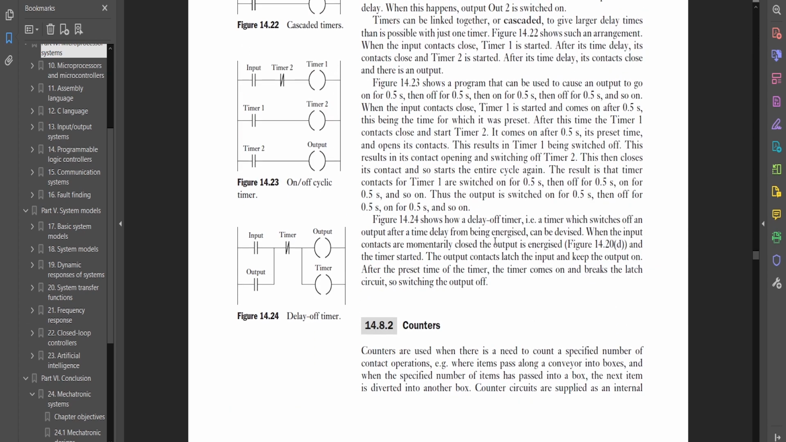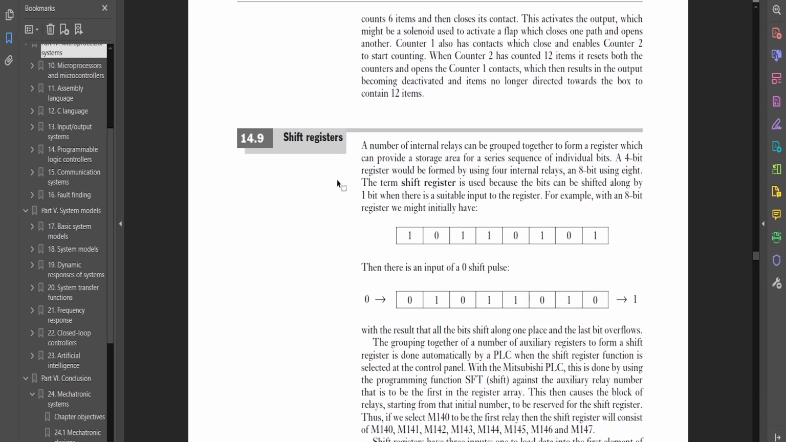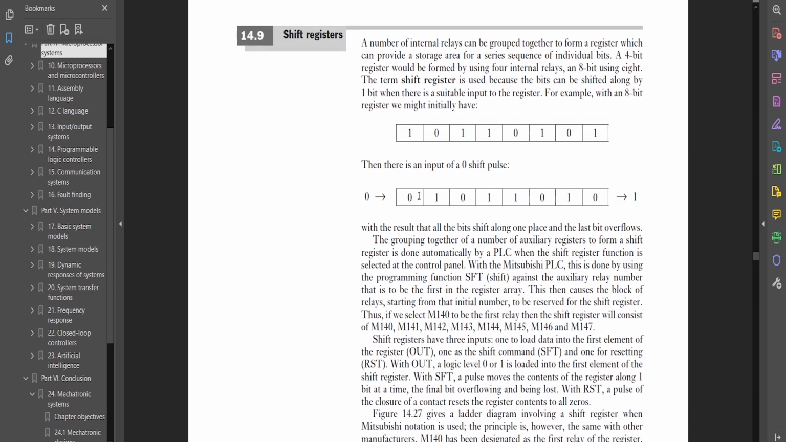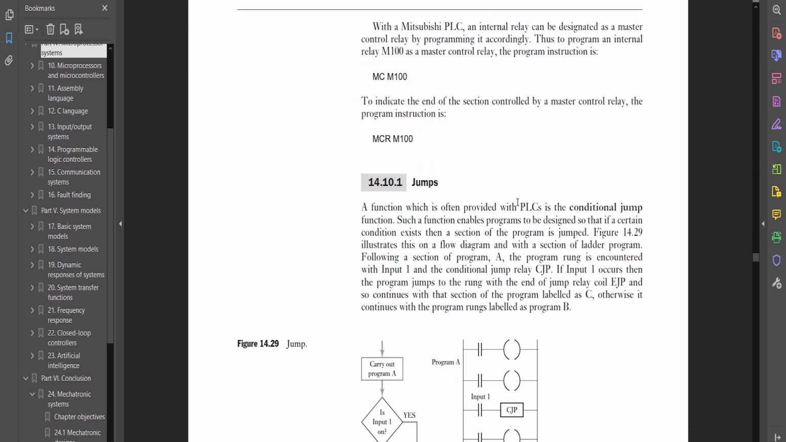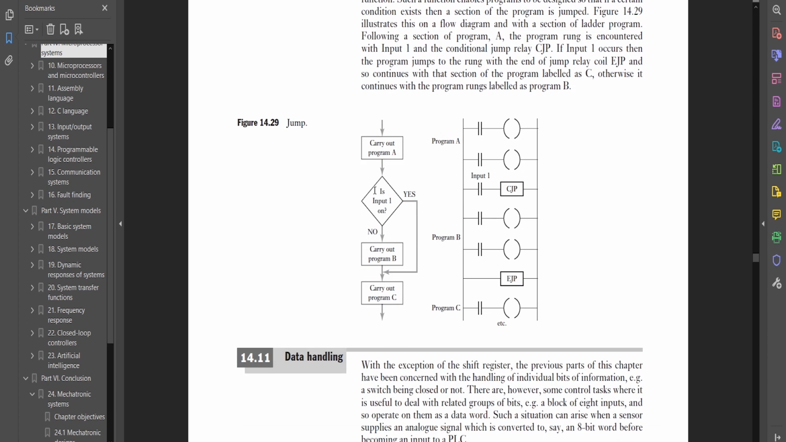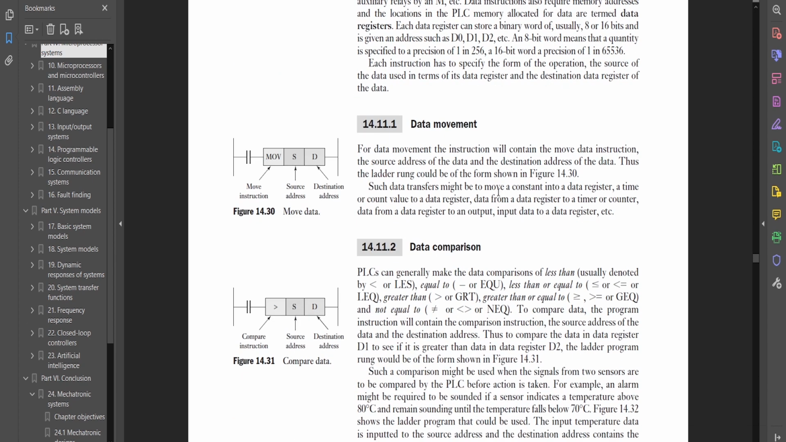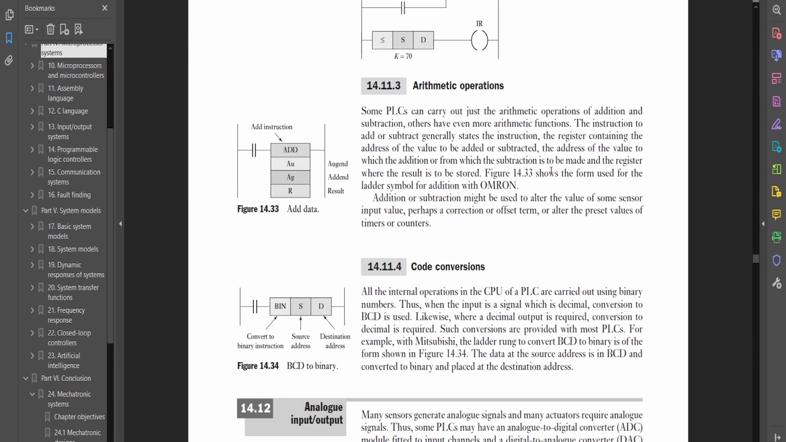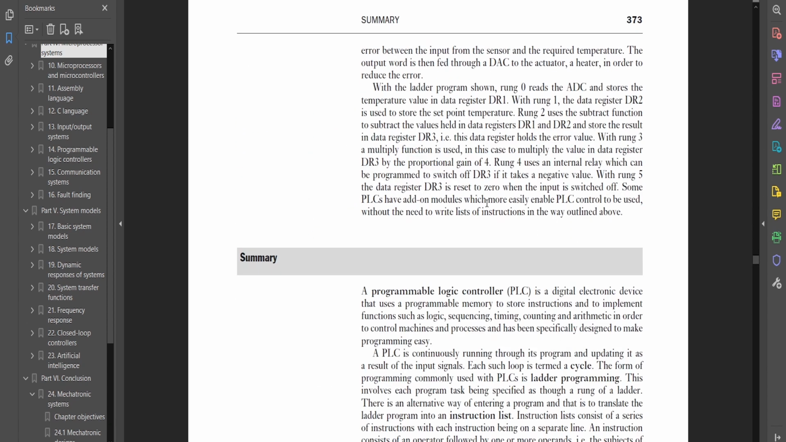Counters. Again, it's kind of obvious what a counter is. Shift registers. So we covered shift registers in computer systems architecture. I'll skip that. Master and jump controls, again, kind of covered that already. Jump, it's like if statements or go-tos in programming. Data movement, data comparison. So we're back into programming, it seems. We touched a little bit on PLCs and then now we've jumped straight into programming.